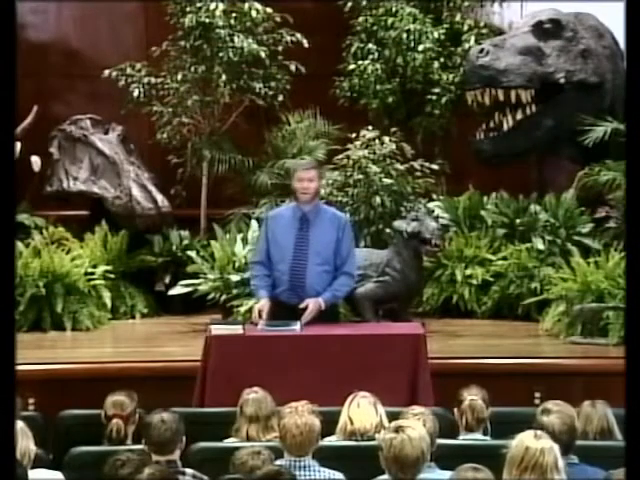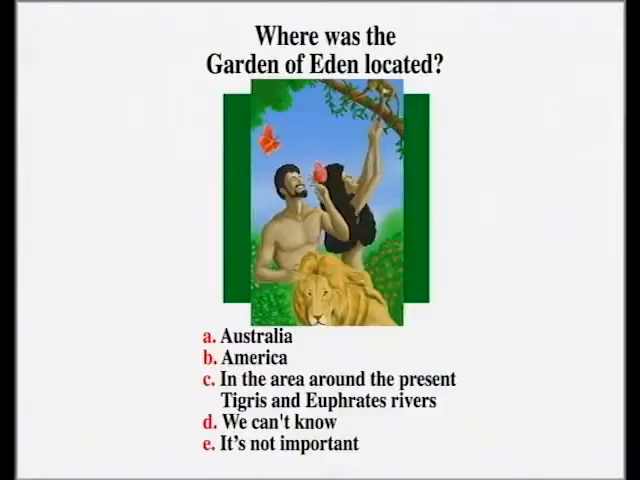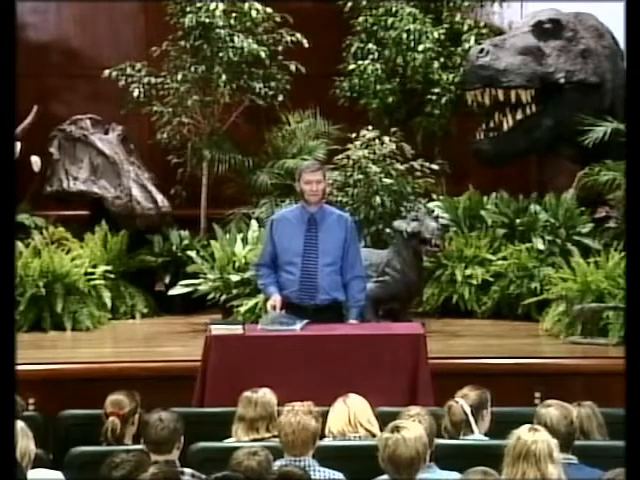I want to ask you all an interesting question. Where was the Garden of Eden located? Australia? America? In the area around the present Tigris and Euphrates rivers? We can't know, it's not important. Who would say Australia, by the way? No, I'm the only Australian here, I guess. Who says in the area around the present Tigris and Euphrates rivers? Who would say that? Most of us would say that.